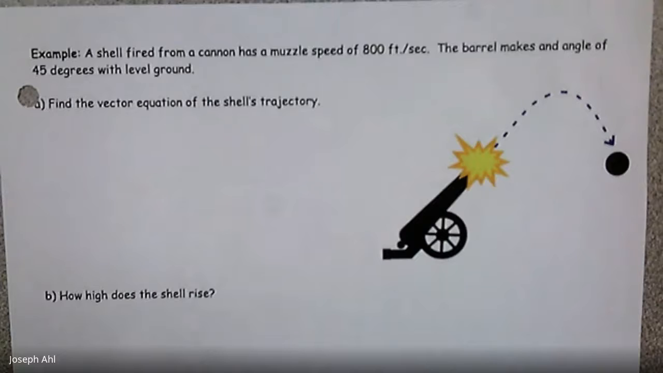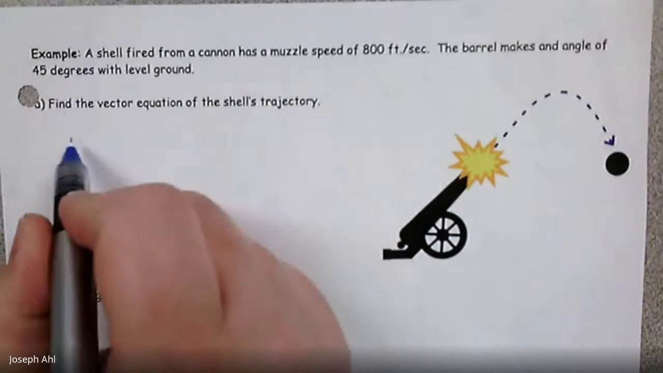All right, so we are going to take a look at a shell fired from a cannon that has a muzzle speed of 800 feet per second. The barrel makes an angle of 45 degrees with the ground. There's degrees all of a sudden sneaking in the final moments here. Find the vector equation of the shell's trajectory.